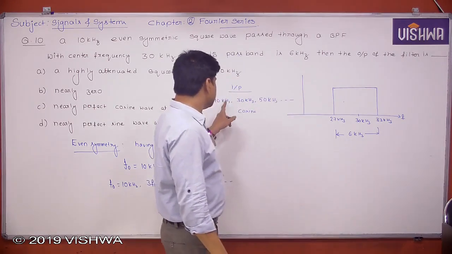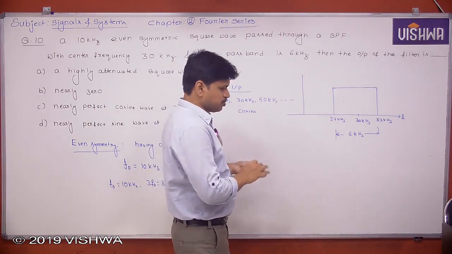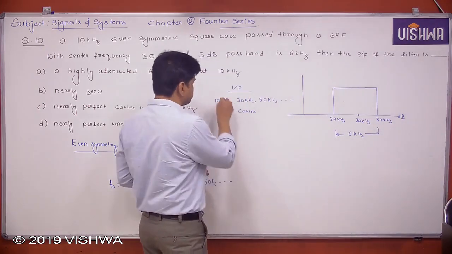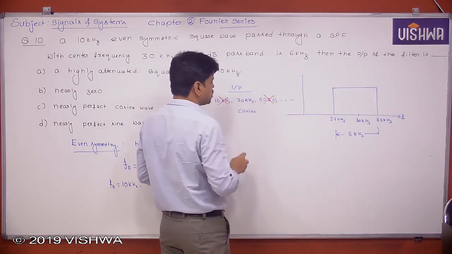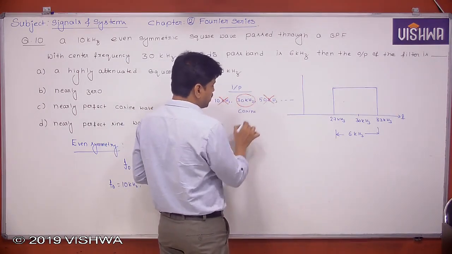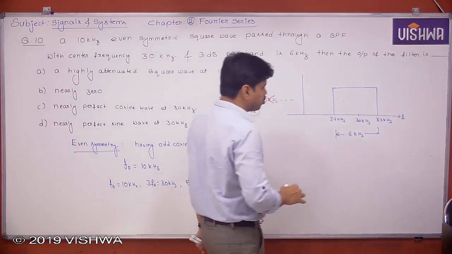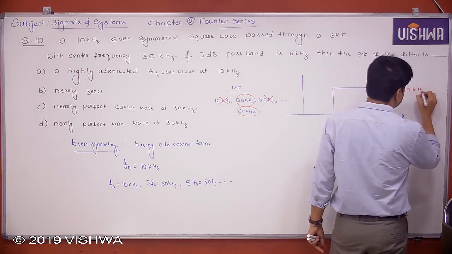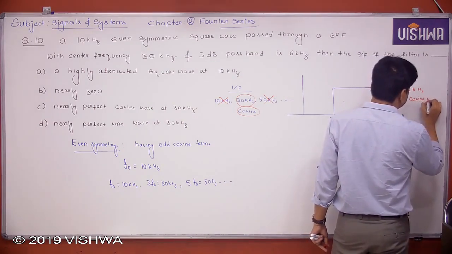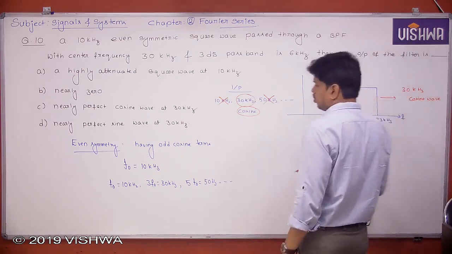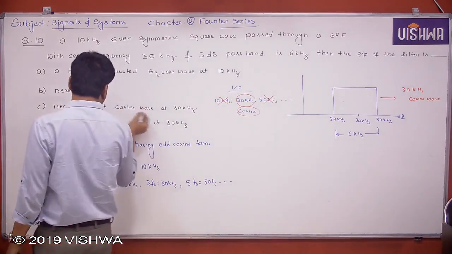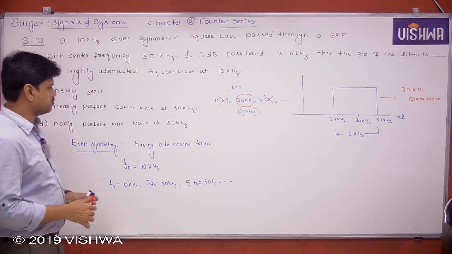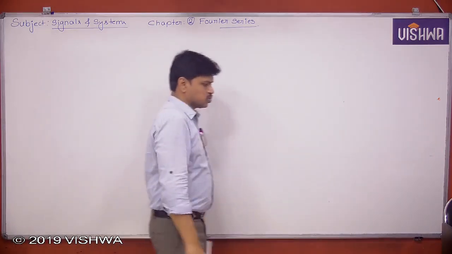Now if you see, 10 kilohertz is not going to pass through it because it is outside the pass band. 50 kilohertz is also not going to pass. Only 30 kilohertz is going to pass, and that too it is a cosine wave. So the output is a 30 kilohertz cosine wave, nearly perfect. So this is the option we are going to get. Clear? Take it.